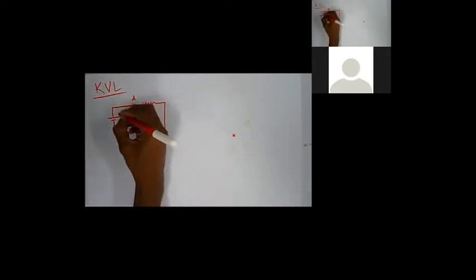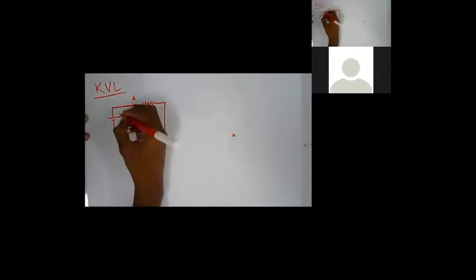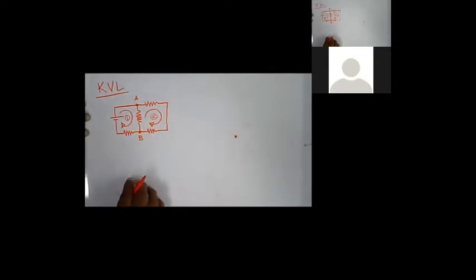A loop is actually a closed electrical path in a network, right? So I could say that this is a loop. This is a single loop. At the same time, I have my second loop, right? So in this circuit, I have two nodes and two loops. Let me mark this as loop 1 and this as loop 2.